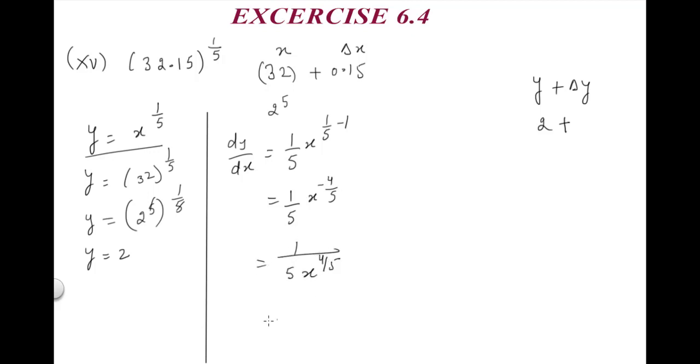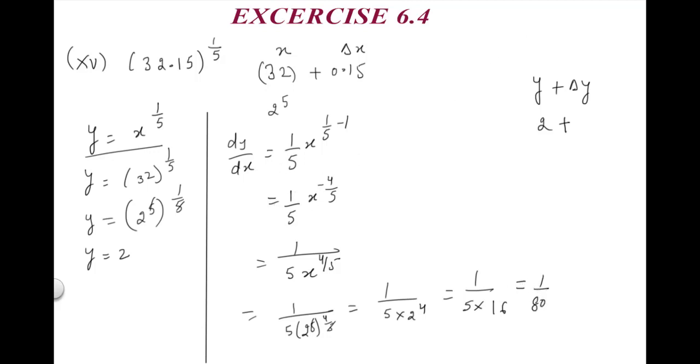Now we will put x value as 32. So 32 can be written as 2 to the power 5 and the power is 4 upon 5. So 5 and 5 get cancelled. We have 1 upon 5 into 2 to the power 4 left with us. Solving it, we get 1 upon 5 multiplied with 2 to the power 4, which is 16, so 1 upon 80. Now we have got dy by dx.